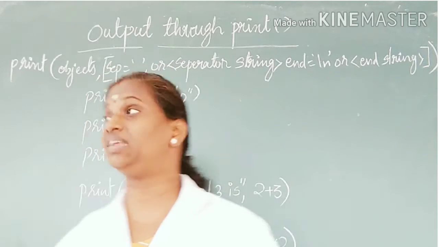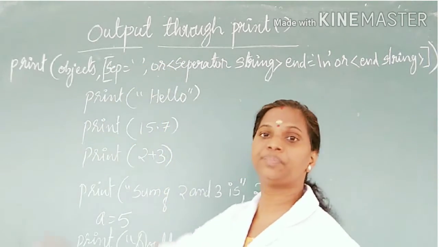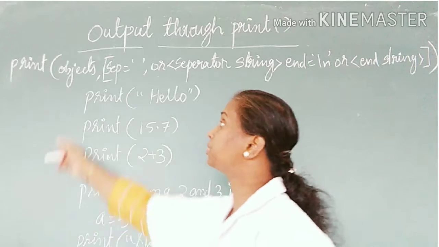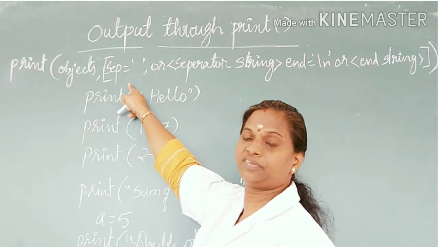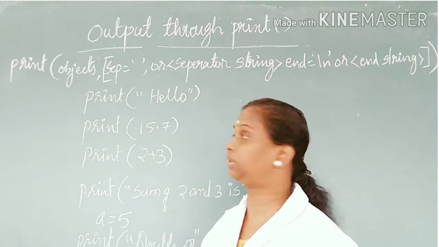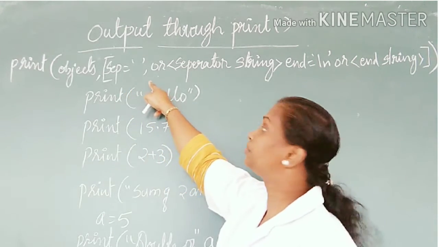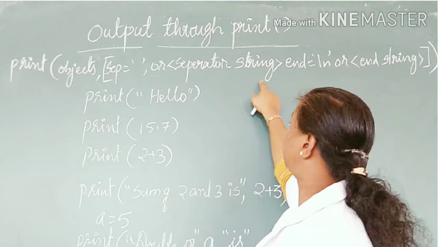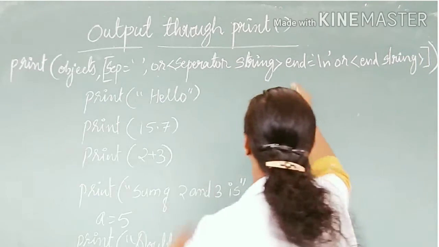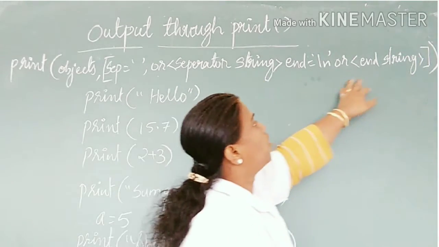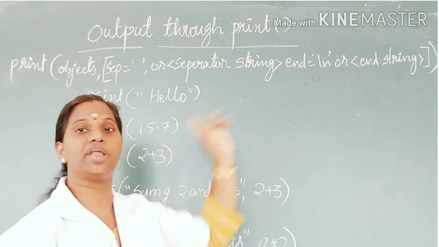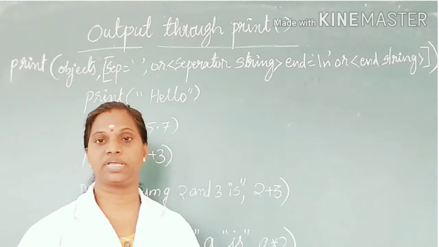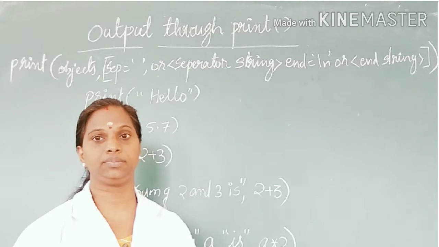See, this is the syntax for using the print statement. Print objects, then sep for the separator operator. sep is equal to space or a separator string. end is equal to slash n or an end string. The data given in between these square brackets is optional. It's not compulsory. Clear?